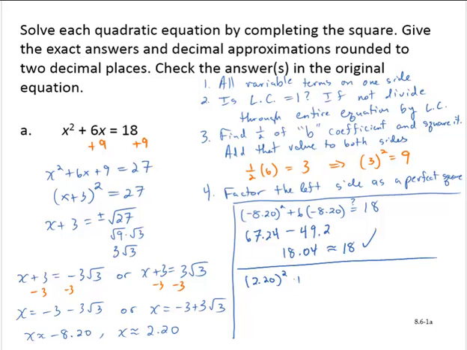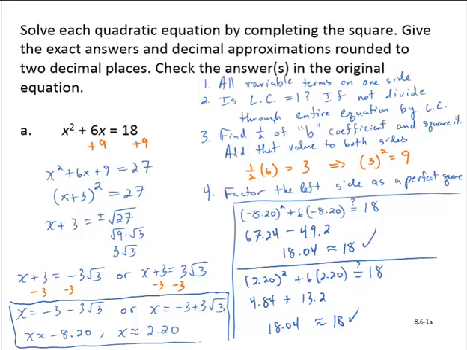2.20 squared plus 6 times 2.20. Is this equal to 18? Well, 2.2 squared is 4.84, and 6 multiplied by 2.2 is 13.2. And 4.84 plus 13.2 is 18.04, which is approximately 18, and so that checks out as well, and we are confident in our solutions.